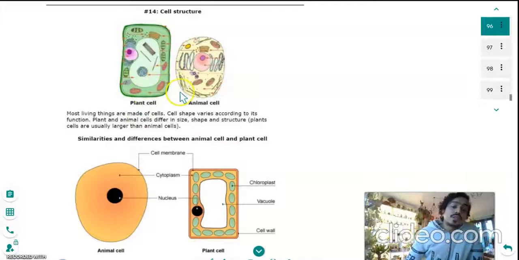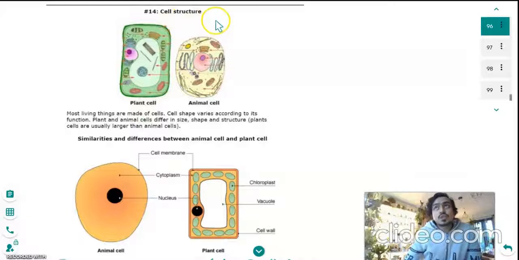So today we are going to talk about cell structure. Before that, we need to know what is a cell. A cell is the basic unit of life, and all the living things are made up of cells. Some of them are made up of one cell, some of us are made up of lots of cells. For example, humans, birds, animals, plants, we're all made up of millions and billions and trillions of cells.